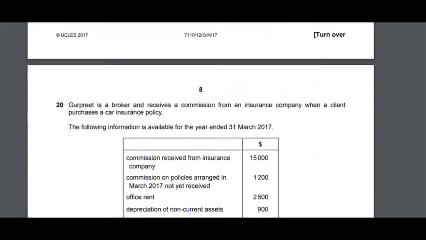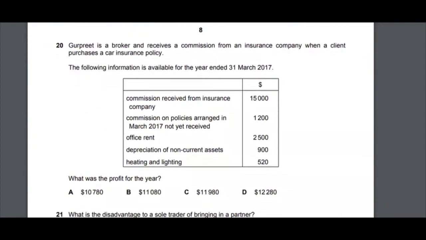So let's look at multiple choice. Multiple choice 20 is: Gurpreet is a broker and receives a commission from an insurance company when a client purchases a car insurance policy, right? Which of the following information is available for the year ended 31st March 2017. What is the profit for the year? So profit is basically revenue minus expenses, right?